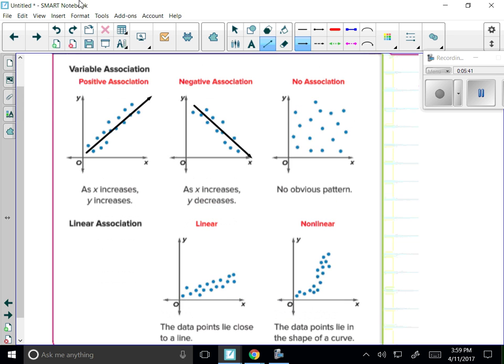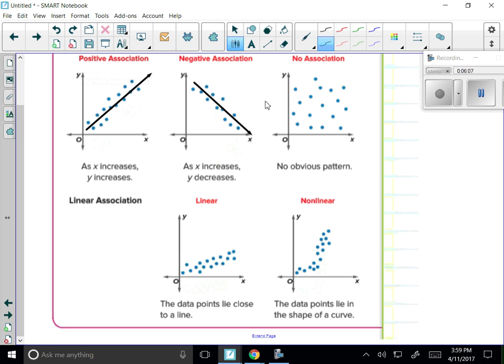Now, one thing that might be important for you to note, if it is a positive association or it looks like this line is headed upwards, that means that X is increasing, or X gets bigger as Y gets bigger. Now, the opposite is true for a negative association. As X increases, so X is still getting bigger, Y is going down. So we're going to look at some problems that will be like that.